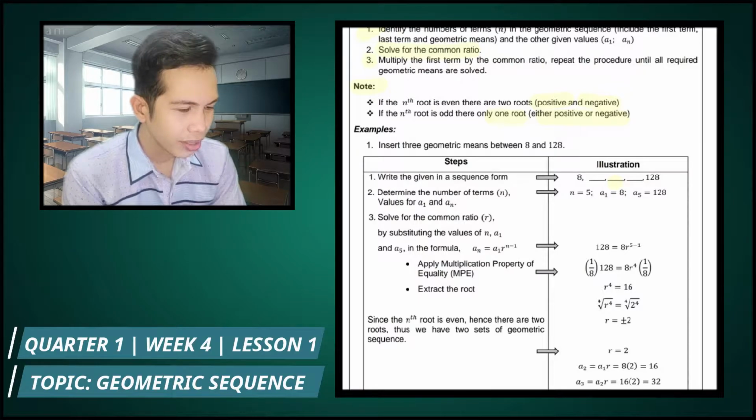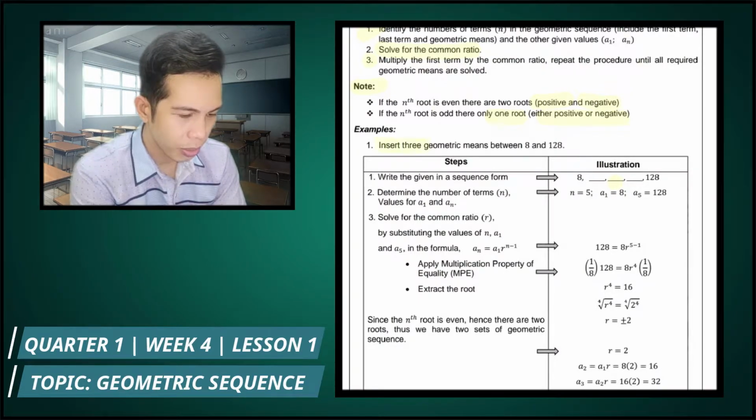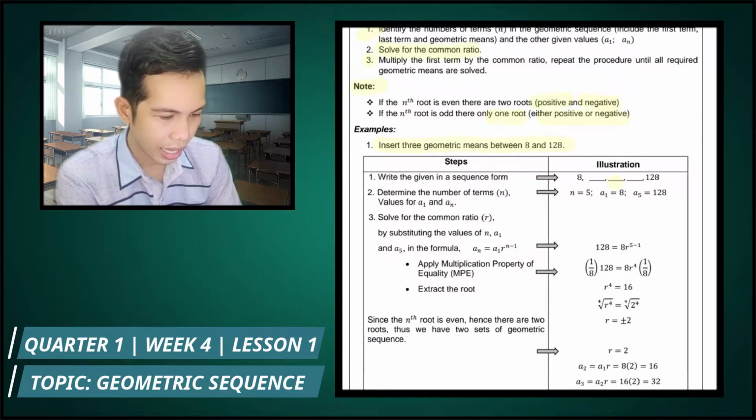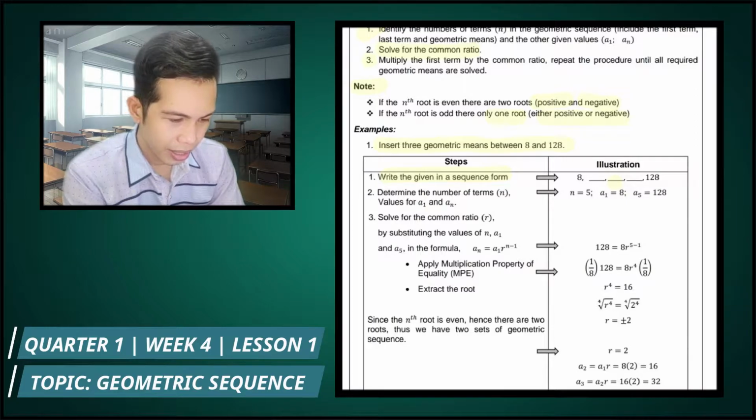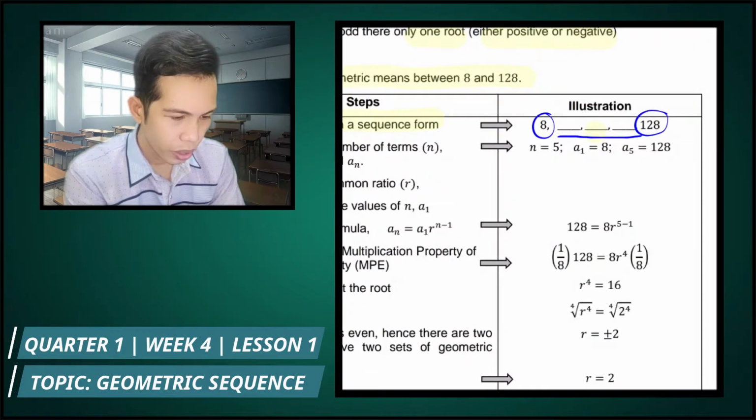Okay, now let's have an example. Insert 3 geometric means between 8 and 128. So we have here the steps. Number 1, write the given in sequence form. So in this case, we will have the first term and the last term, and in between we are going to have 3 blanks where we are going to insert the 3 geometric means.